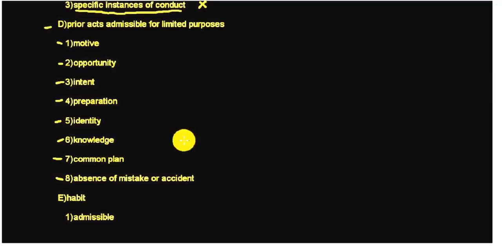And in order to prove the existence of a habit, there must be a large enough sample to establish a pattern of behavior and a sufficient uniformity of response. If the sample size is too small, or if the response is not uniform, a habit is not established. So that concludes our discussion on character evidence and the objections that apply to it.